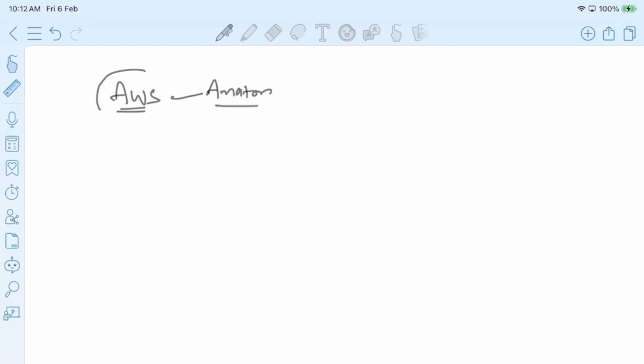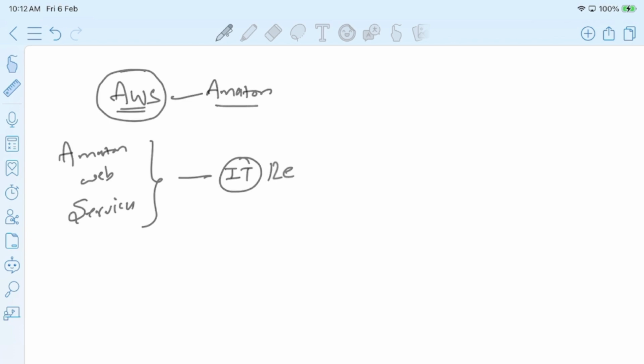This cloud computing service provider, Amazon Web Services, lets you rent IT resources. So whenever you want any IT resources, you can approach AWS. IT resources like servers, storage, databases, networking, including AI tools. So any user who has a requirement for IT resources can get rental access to these resources over the internet.